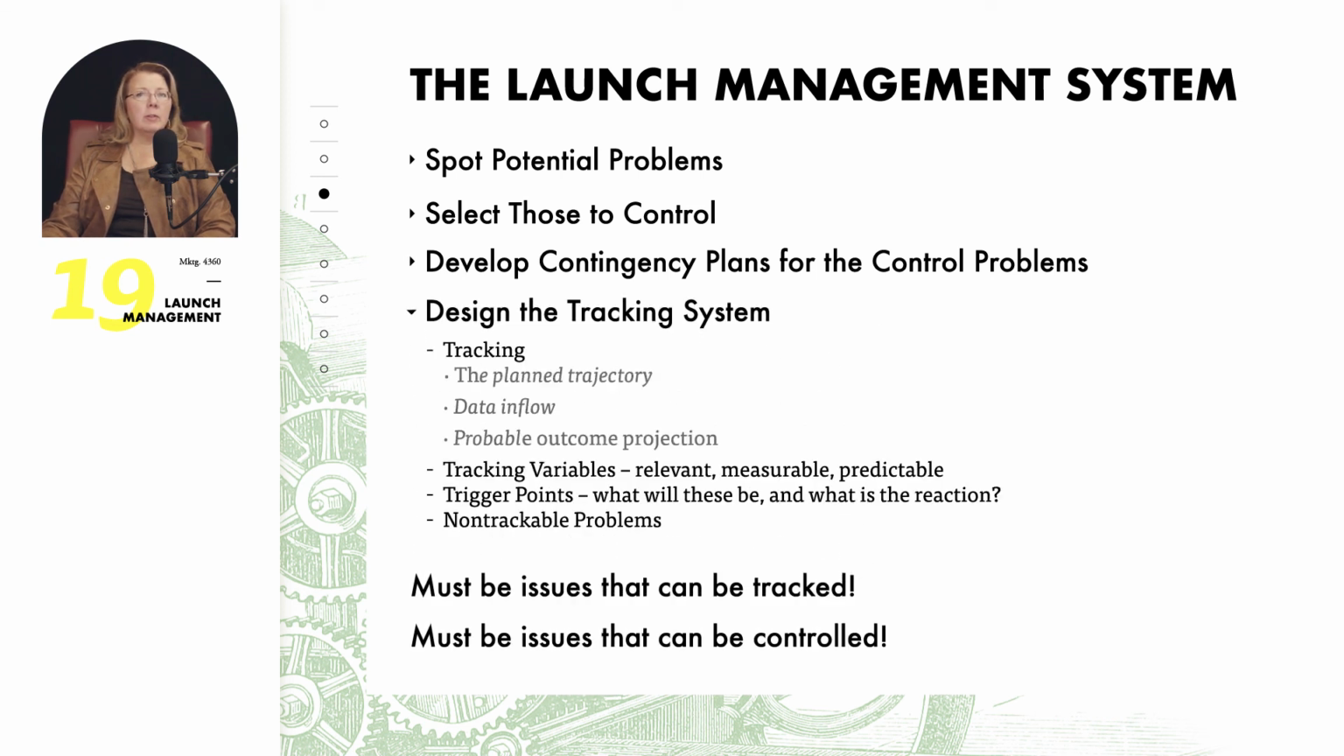Finally, you've got to come up with your actual tracking system. So you're identifying, based on your trigger points. Well, let me back up. You've got tracking variables. These are the items you're actually going to track that would represent a potential problem. And then you've got a trigger point, which is a threshold that is crossed that tells you, okay, we've got to do something. So you've got to have those two things, and you've got to be able to track what you expect to happen versus what actually is happening.